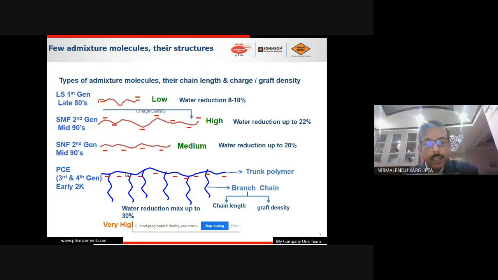You see the blue line is a trunk polymer, which is called trunk polymer. Suppose it is a trunk polymer in which some branch chains are grafted. See, and you see there are two densities of graft. Here the density is less, the number per unit length is less, and here the graft density is denser.